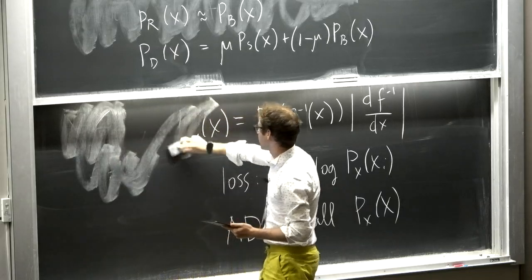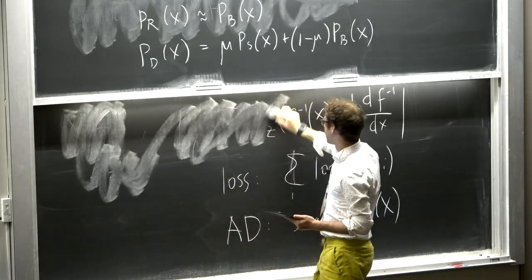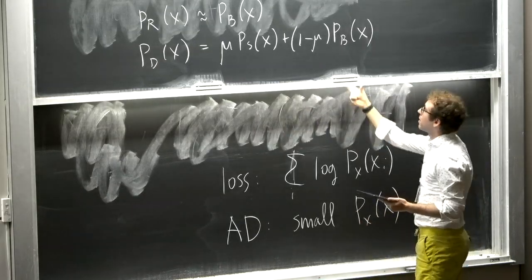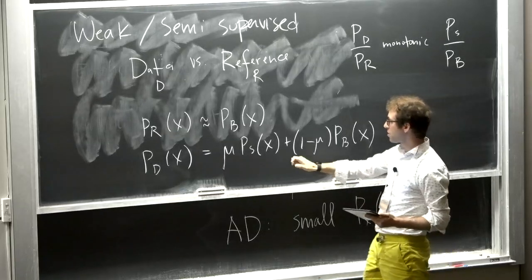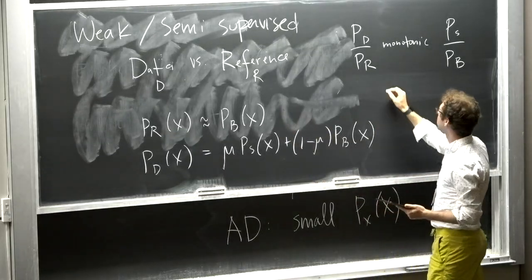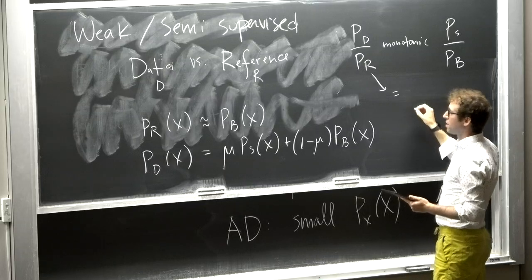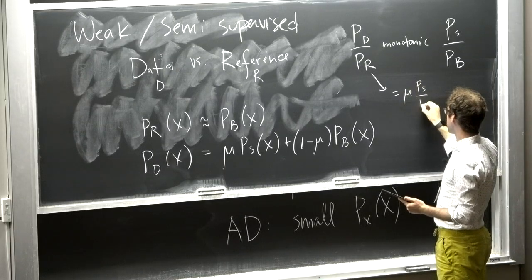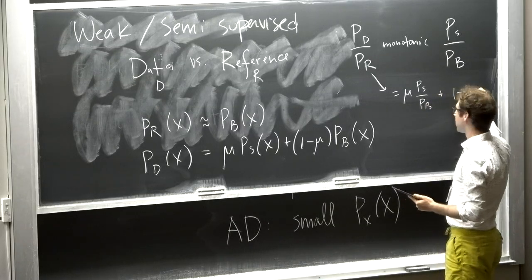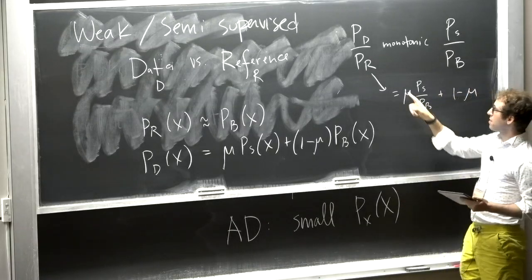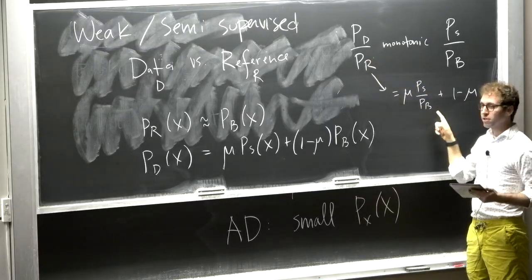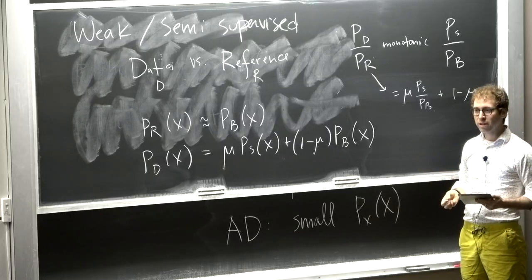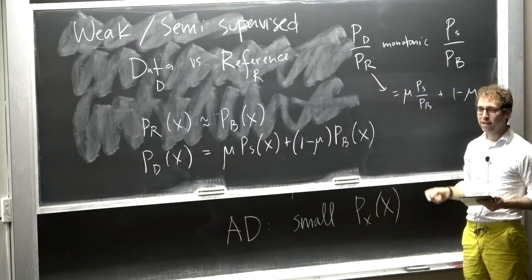I have a question. Why would P signal over P background ever be monotonic? By monotonic, I simply mean that if you take the ratio, which maybe I should do explicitly, this is equal to something like mu P_S over P_B plus 1 minus mu. The point is that there are two functions, that function and this function, and this function is not even just monotonic, it's a linear function of that one. So if that's high, this is high, and they're just a scaling.